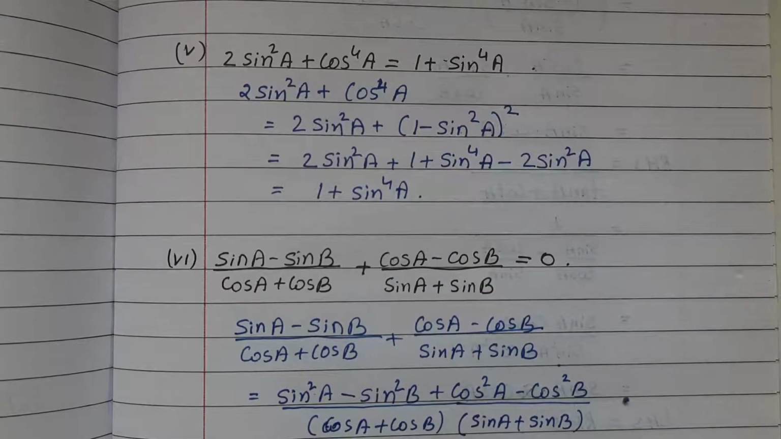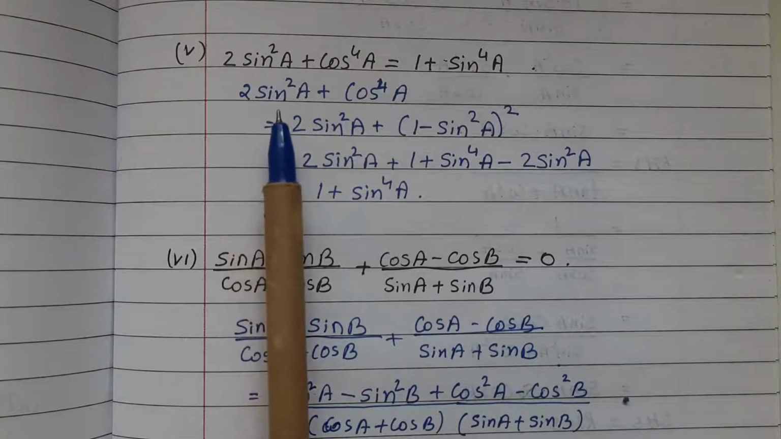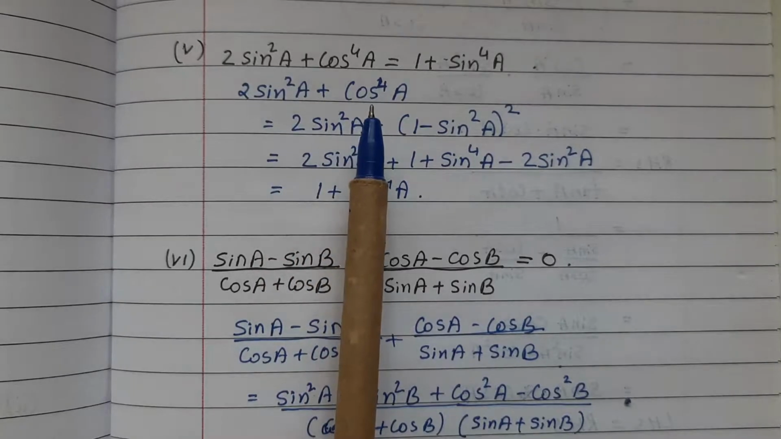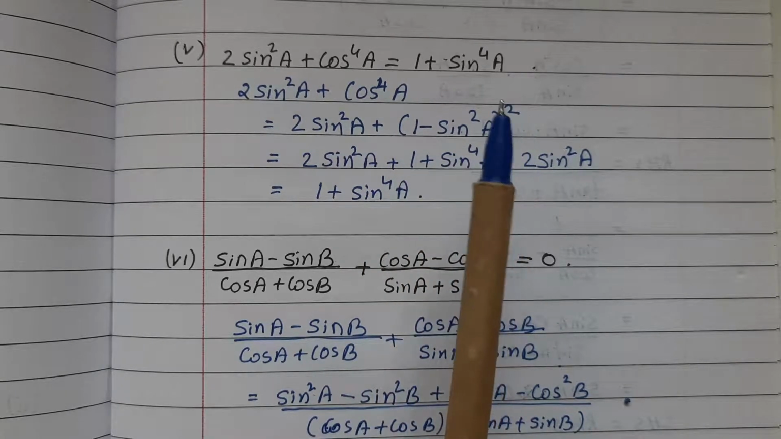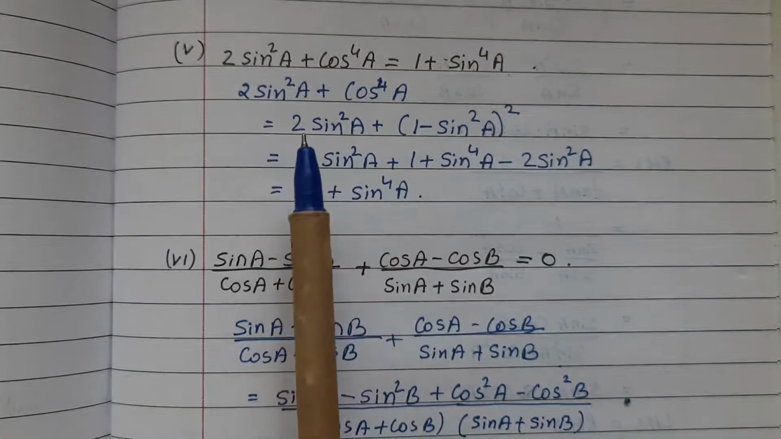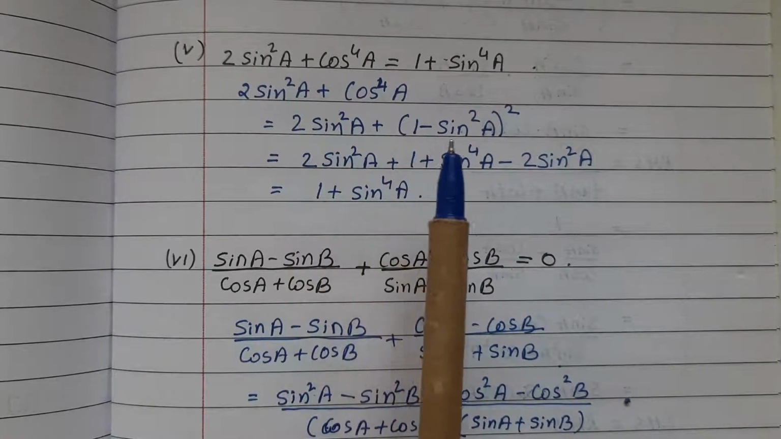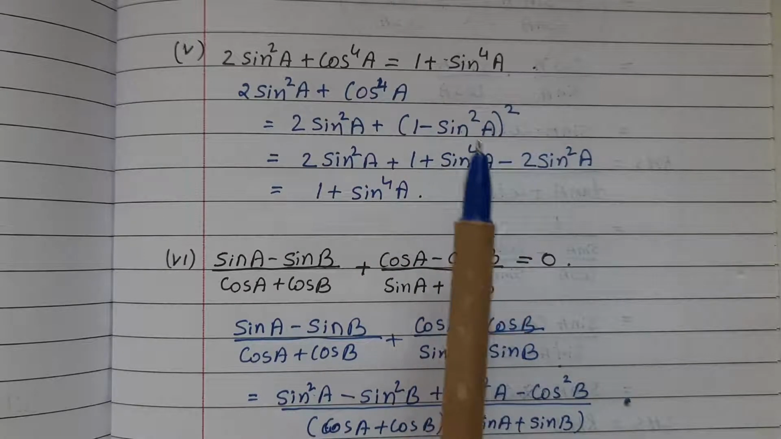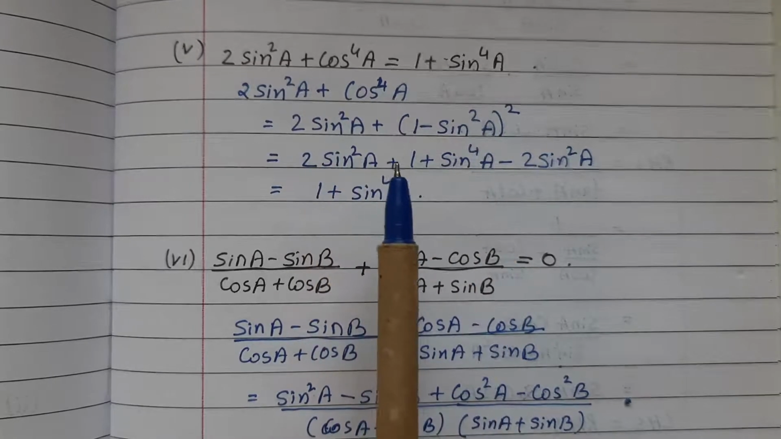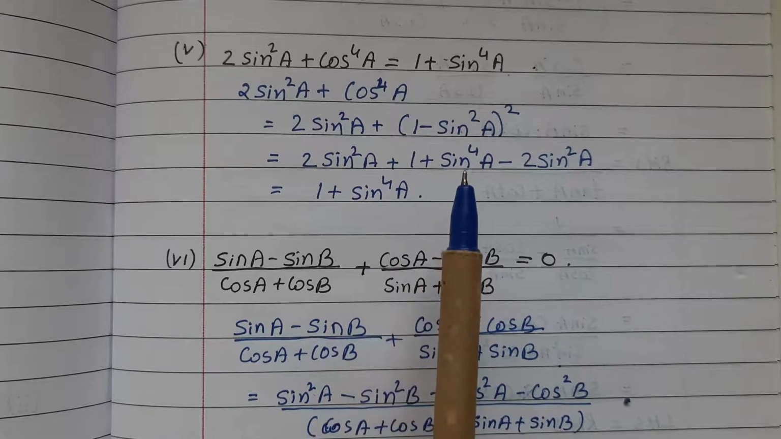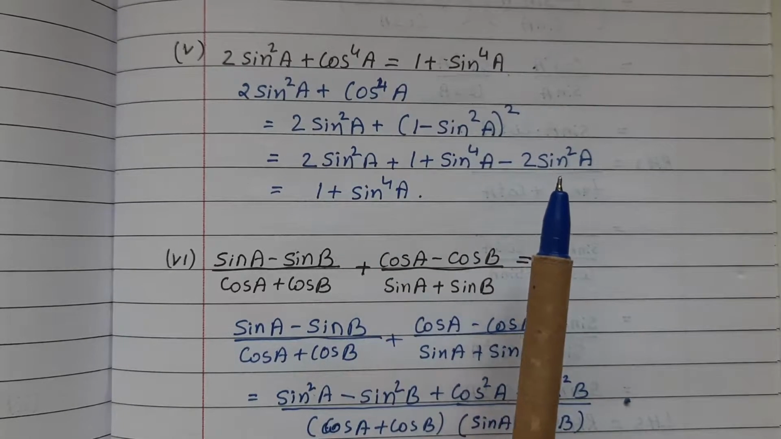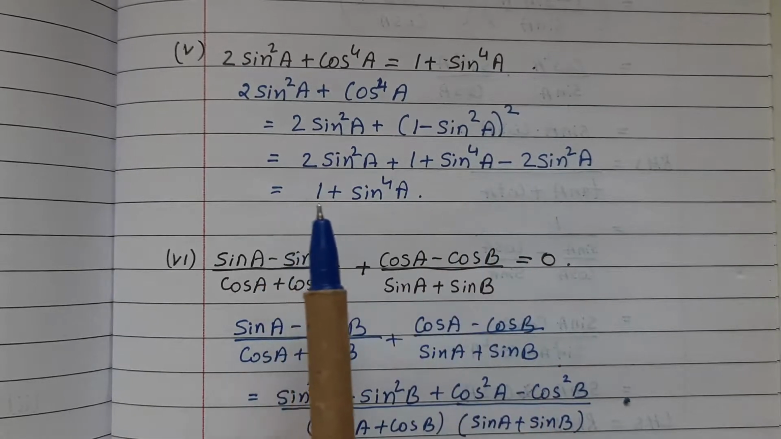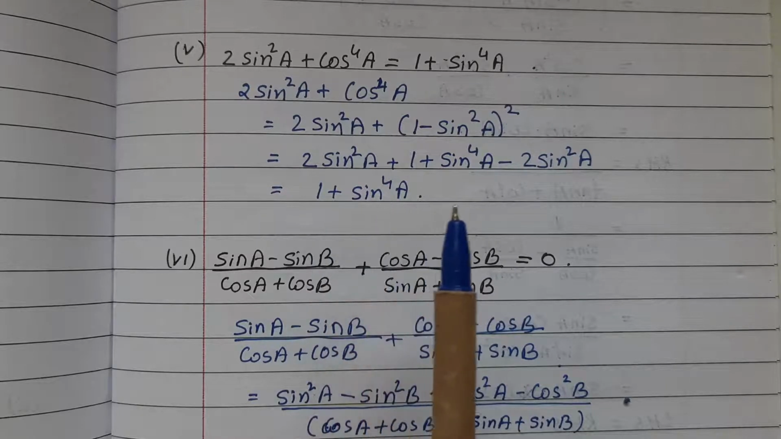Fifth part, left hand side is equal to 2 sin square A plus cos raised to 4A. Cos raised to 4A is (1 minus sin square A) the whole square. Okay, so equal to 2 sin square A plus (1 minus sin square A) the whole square. Open the bracket. 2 sin square A plus 1 plus sin raised to 4A minus 2 sin square A. Plus 2 sin square A minus 2 sin square A cancel each other, remains equal to 1 plus sin raised to 4A, equal to the right hand side.